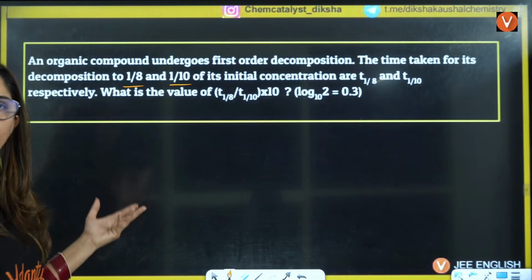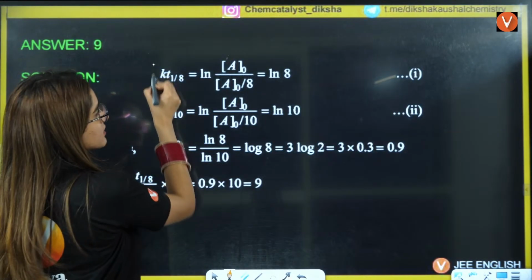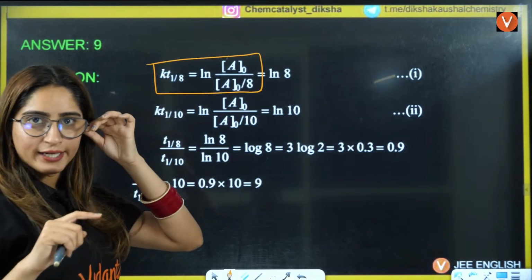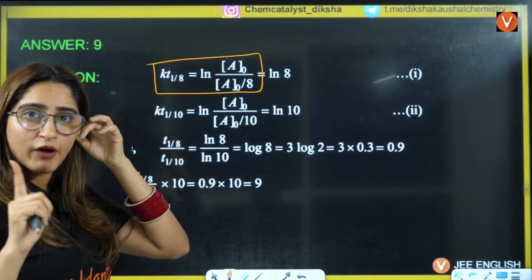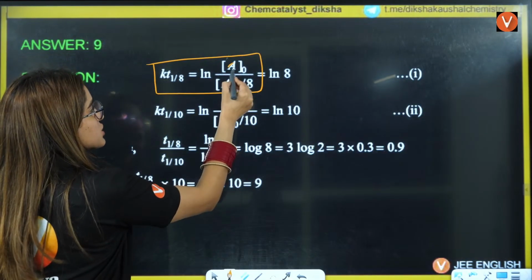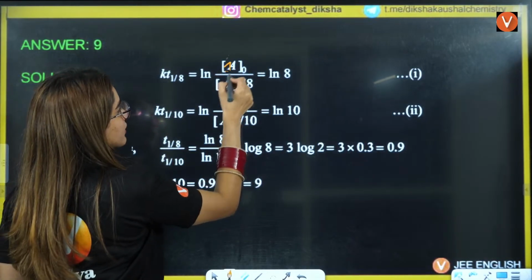Ratio, see, firstly, what you have to do, just put the formula of first order reaction. That is this thing, right? We know that T 1 by 8, that means initially it will be 1 and after time we will be left with 1 by 8. So you can take initial as 1, this will be 1 by 8, right?